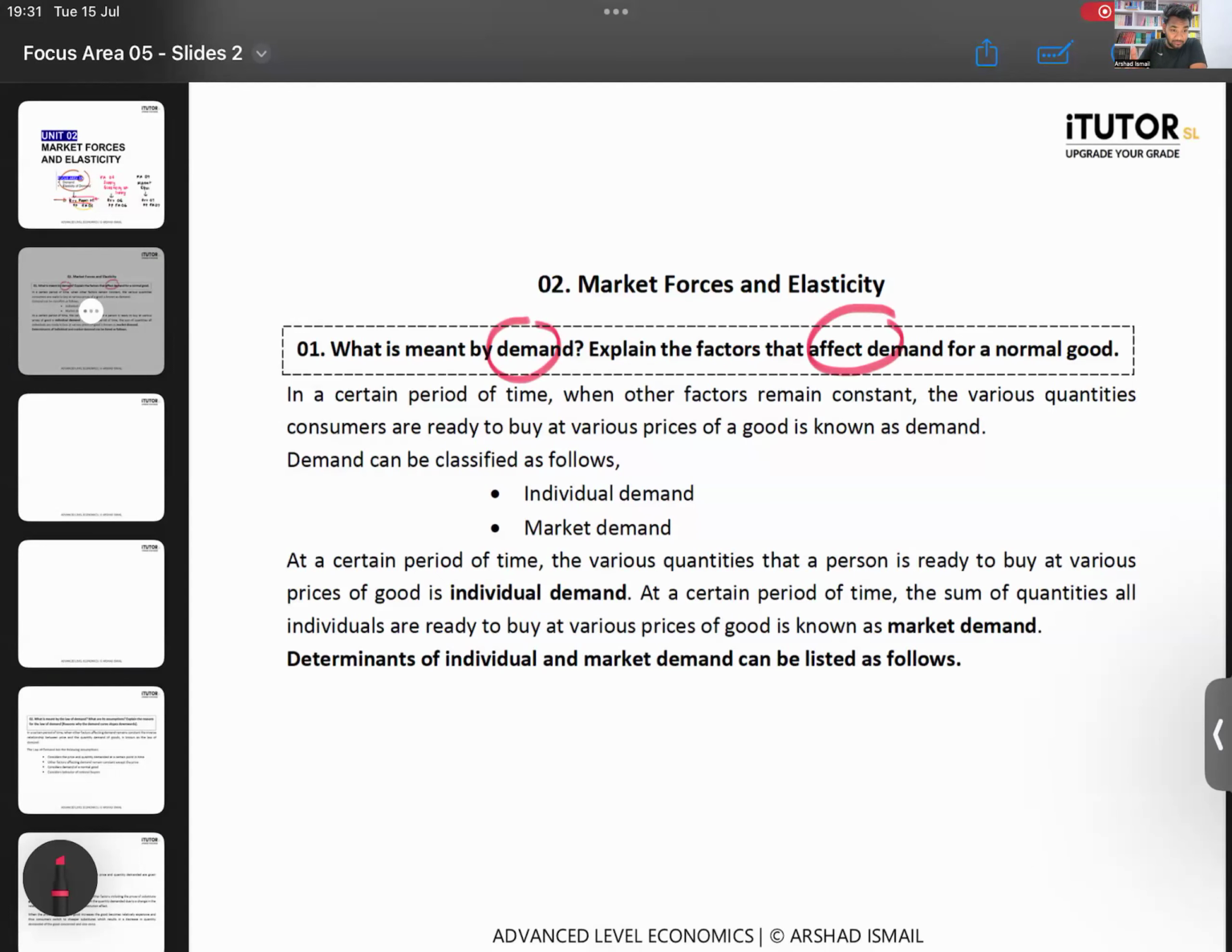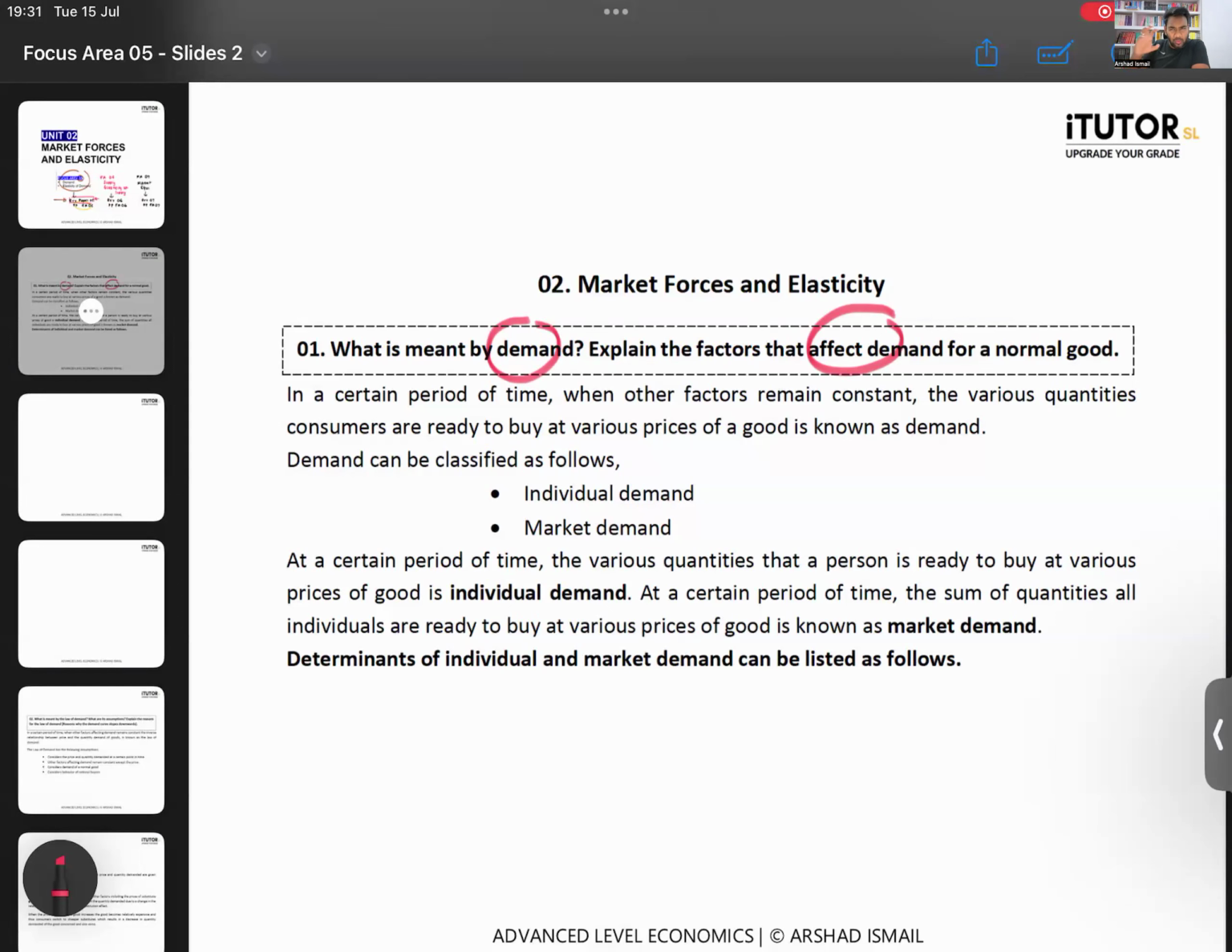So what is demand? Demand, we say, Lamai, is at a given point of time, the quantity a consumer is ready to buy at different prices.